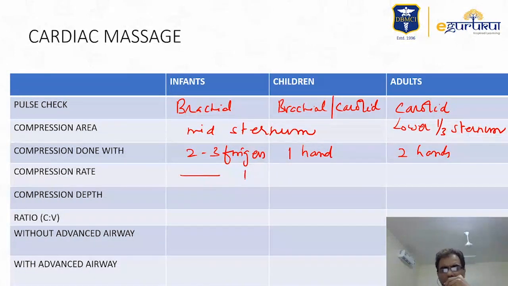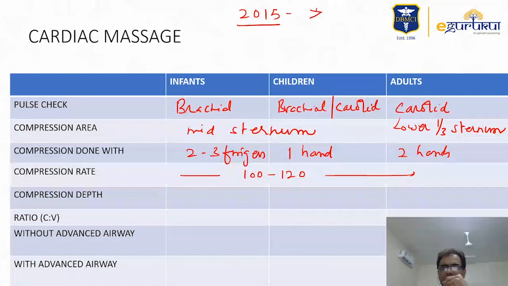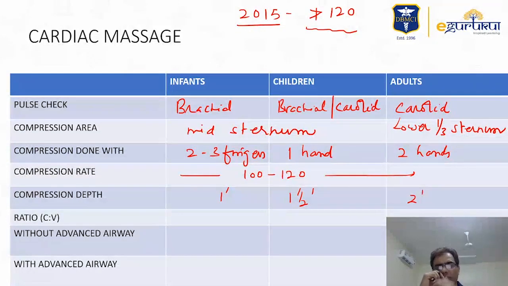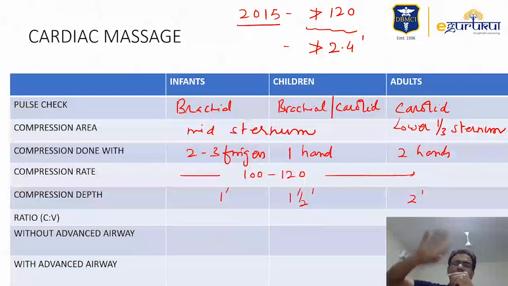Compression rate now for all ages is 100, but it should not exceed 120. The 2015 guidelines say that compression rate should not exceed 120. So you can say 100 to 120 for all ages. Depth is mandatory 2 inch in adults, 1.5 inch in children, and 1 inch in infants. So it has been changed. Previously, there used to be a range, but now they have removed this range. Mandatory 2 inch, but in 2015 they say that depth should not be more than 2.4 inch. Means depth is important, but not too deep.